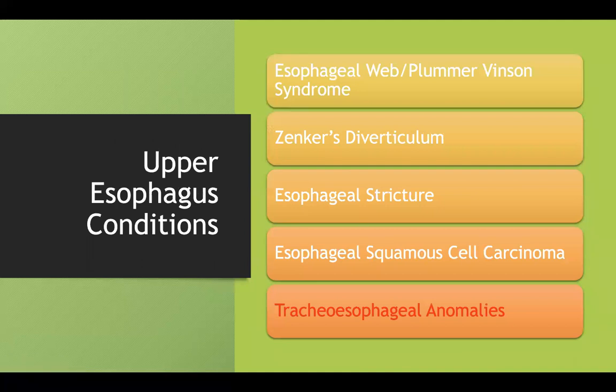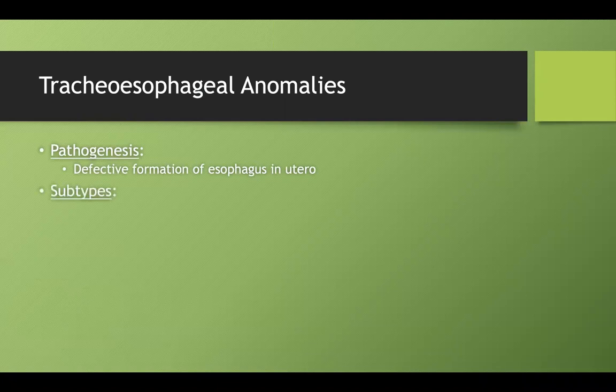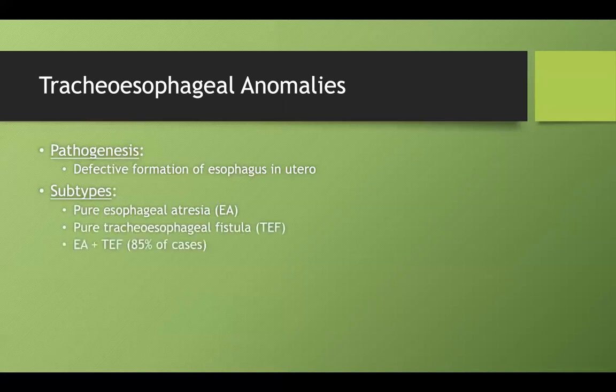The last thing I'm going to talk about is more of an embryonic or early childhood disorder. It's going to be the Tracheoesophageal Anomalies. So how this works is you have defective formation of your esophagus in utero. There's 3 different subtypes to this. You can get pure esophageal atresia, you can get pure fistula, or you can get a combination of both. And let me show you what that looks like.